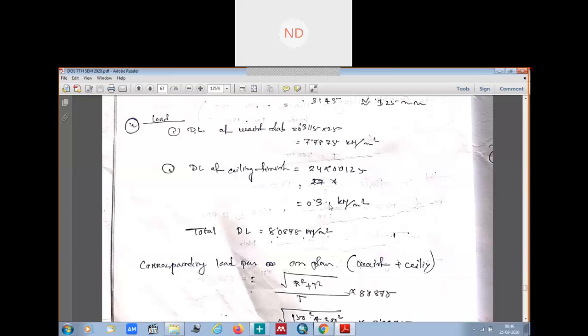Now again, in the question it was given to us that we had a ceiling finish of how much? 0.0125 meter, right? The ceiling finish is given to us in our question. So into 24, because it is plain cement concrete, so that is the unit weight. So we got our dead load to be 0.3 kilonewton per meter square.